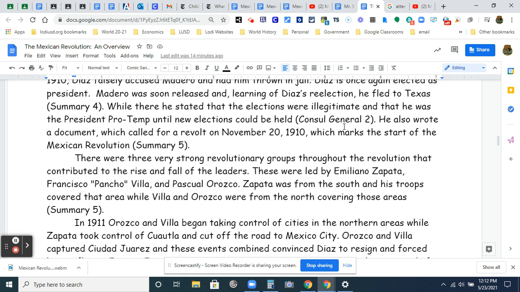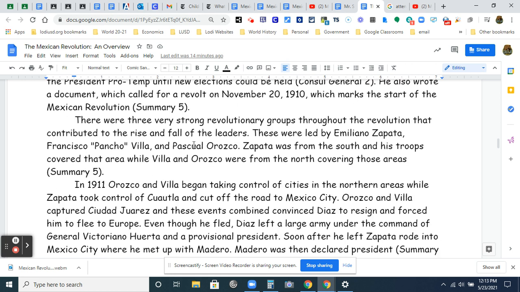While there, he stated that the elections were illegitimate and that he was president pro temp until new elections could be held. He also wrote a document which called for a revolt on November 20th, 1910. See, that's why they had the date. Makes sense. Which marks the start of the Mexican Revolution.